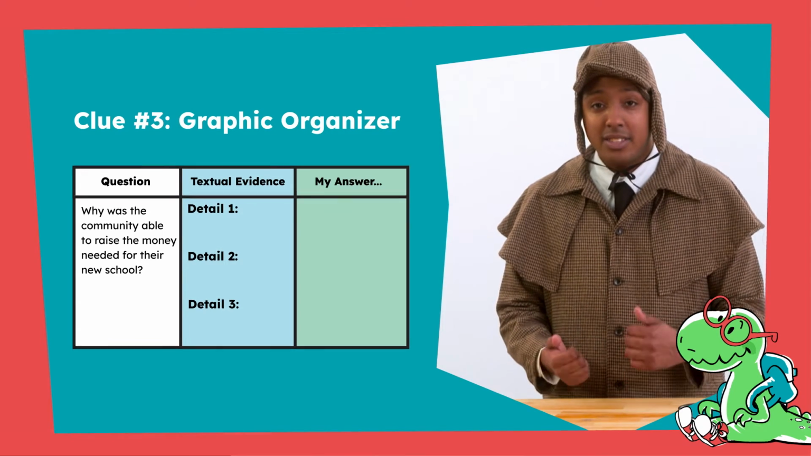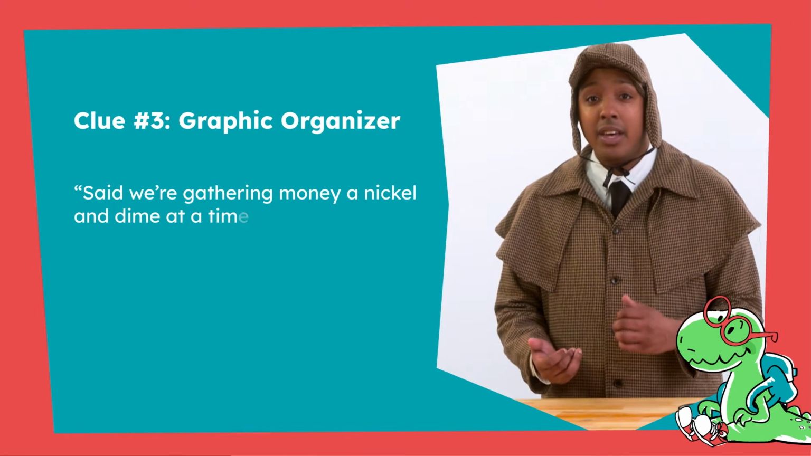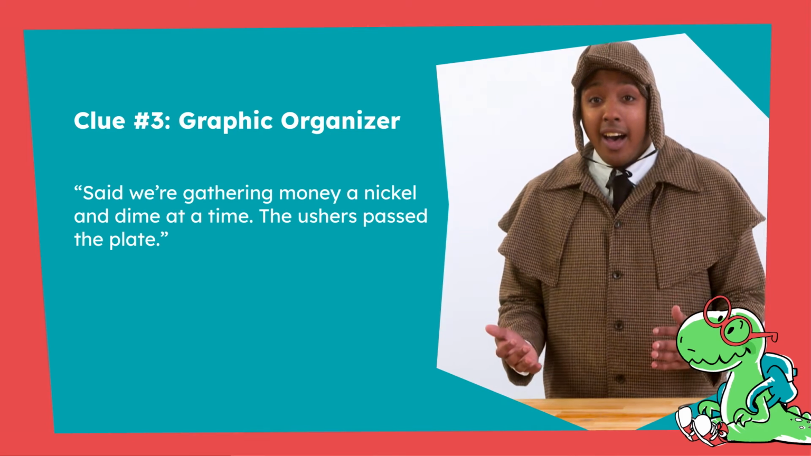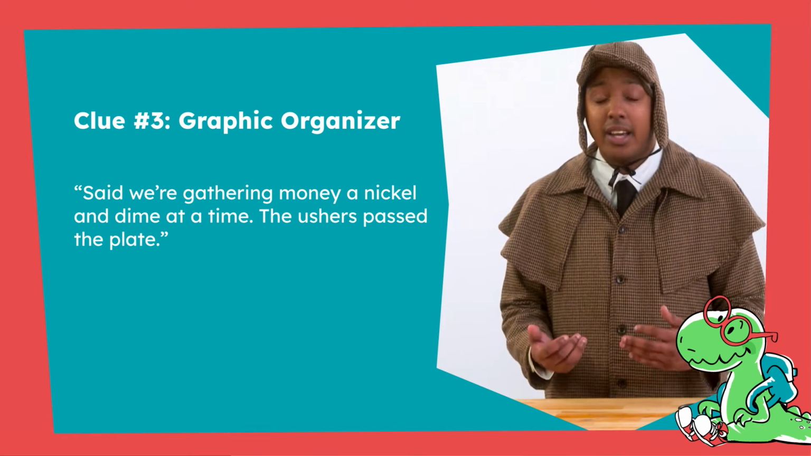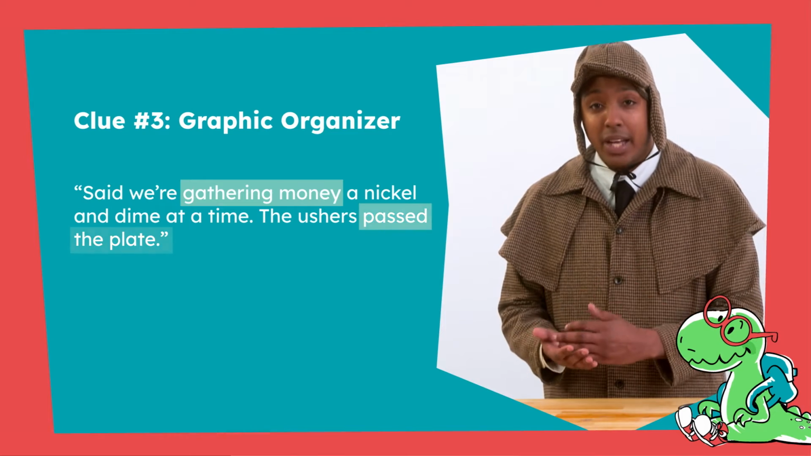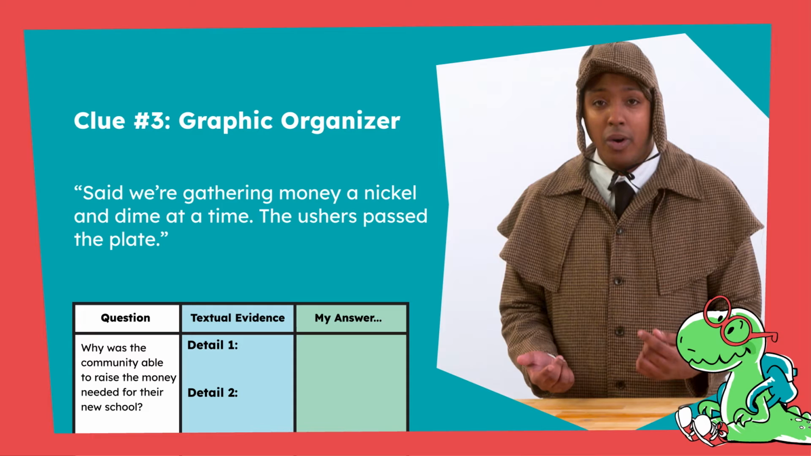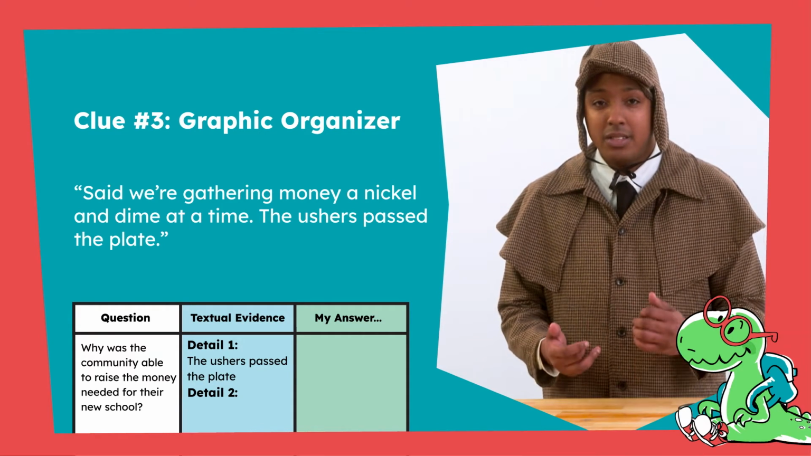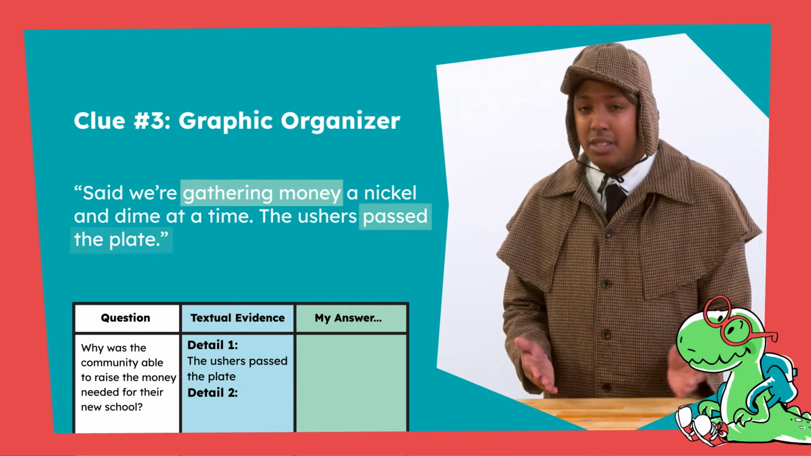I highlighted this in the text. It said, "We're gathering money a nickel and a dime at a time. The ushers passed the plate." When I saw this, I said, aha, this is a detail that supports my answer because it talks about gathering money and then about passing a plate. So, in my textual evidence column for detail 1, I wrote, "The ushers passed the plate." I know this because the text explicitly states that we were gathering money and the ushers passed the plate.